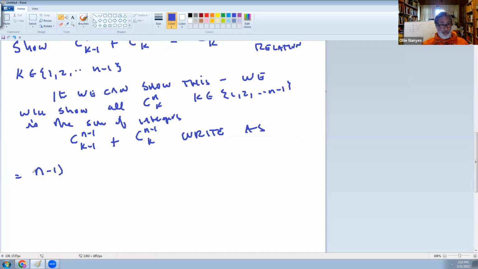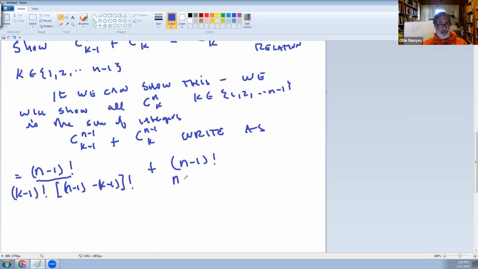n minus 1 factorial over k minus 1 factorial. Now let's be careful here. This is n minus 1 minus (k minus 1) factorial, and this is division. Then we have, let's just keep this in the same order, the k factorial here, and then we'll have n minus 1 minus k factorial here. And I want this to equal something.